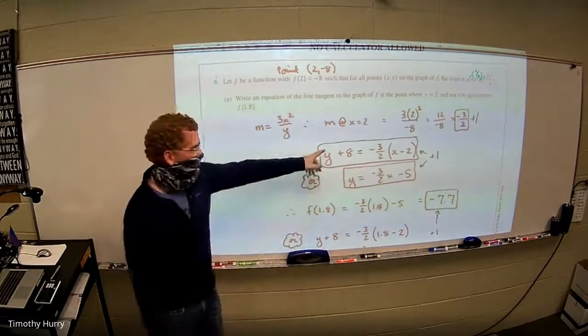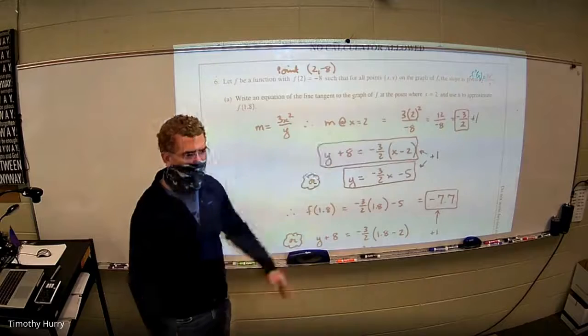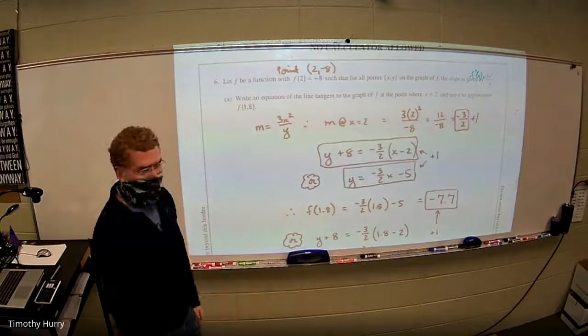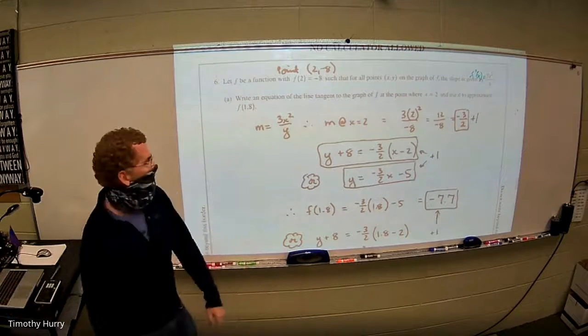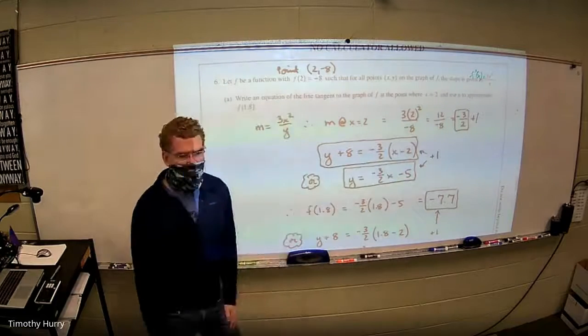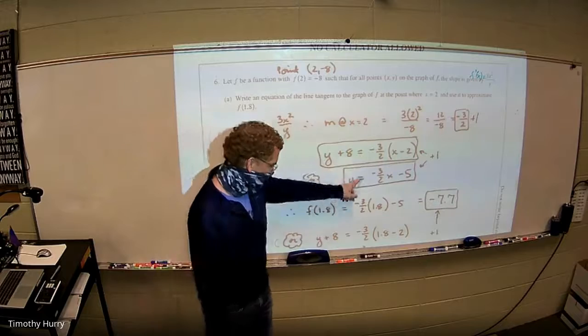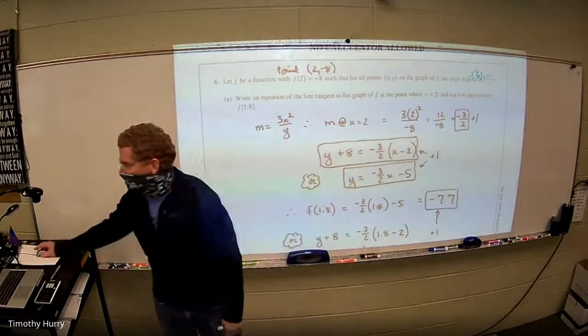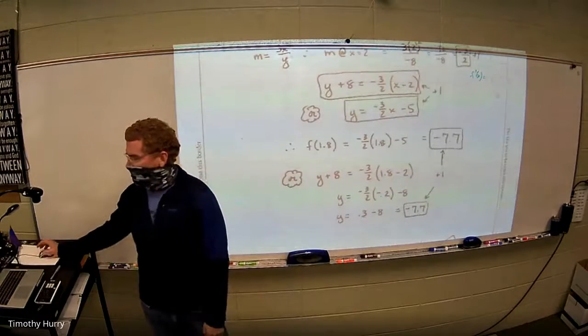I rarely simplify those, but either way, you got a point if you did either of those correctly. And then the last thing you have to do is just use it. So I'm going to plug 1.8 in for that x and use this tangent line to approximate. So when I did that and cleaned it all up, you could see my answer ended up being -7.7.